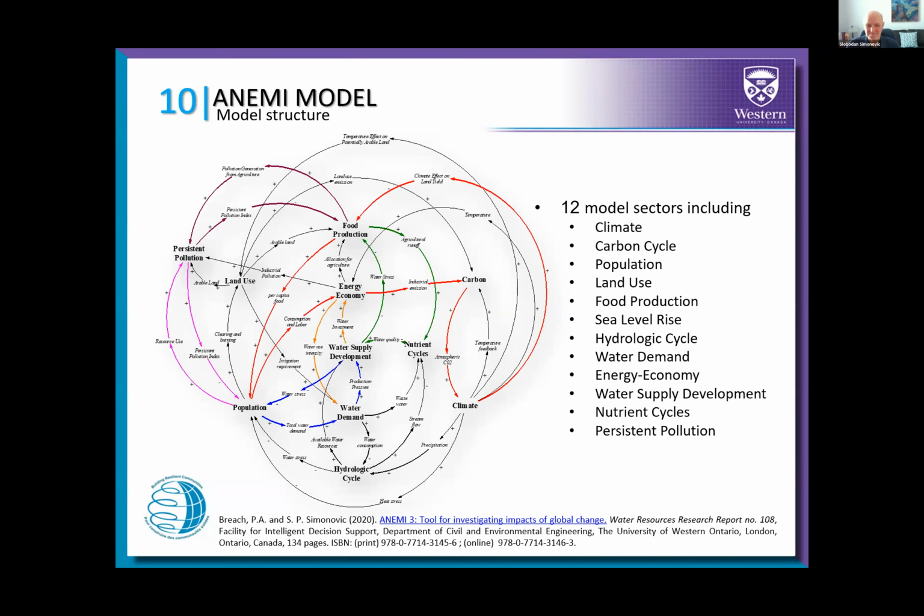Okay, Patrick. Yeah. Okay, so thanks for having me. I'm going to talk a bit about the model structure of ANEMI in its current form, which includes 12 model sectors, all interconnected. These sectors are climate, the carbon cycle, population, land use, food production, sea level rise, the hydrologic cycle, water demands, energy economy, our water supply development sector, which builds off of energy economy, nutrient cycles, and persistent pollution. So there are many components now of the model, many different interactions, and I think it will help if we break down those different sectors and talk about what they're doing.